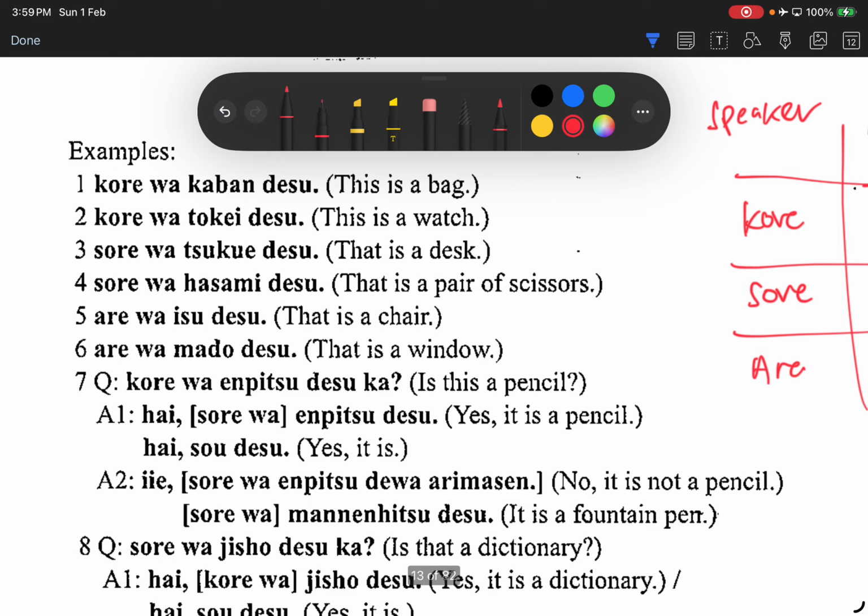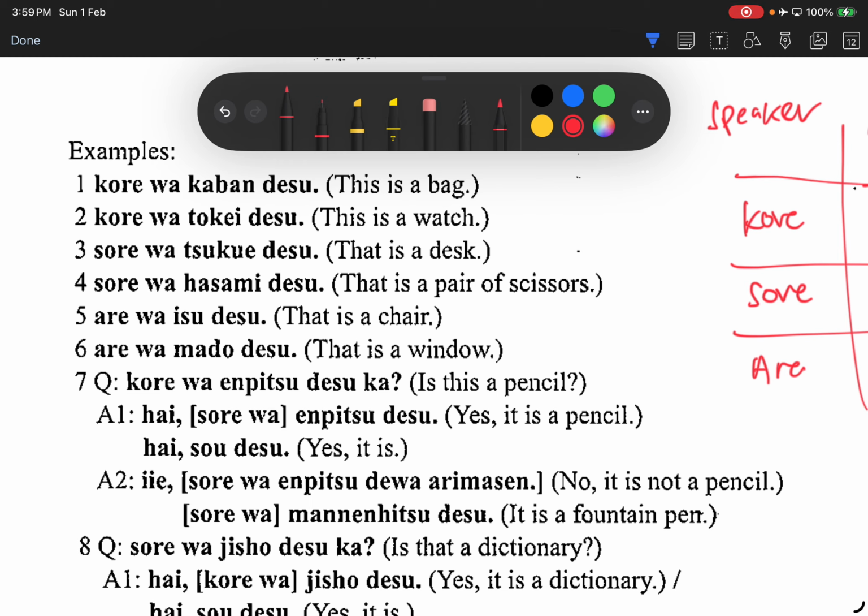これはカバンです。Right? You don't have to repeat after me. これはカバンです。So this is a bag. Next one. これは時計です。So this is a watch. 時計 means clock or watch. It means two things. It can be clock or watch. So this is a watch.